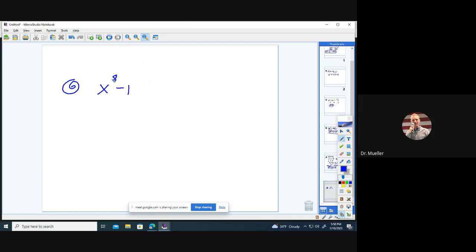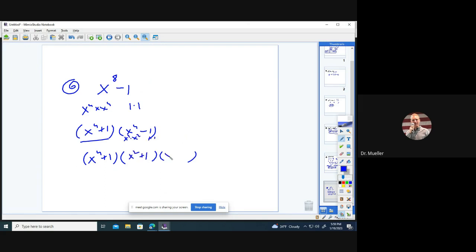Number 6, we actually have the difference of perfect squares. Because that's x to the 4th times x to the 4th, and that's 1 times 1. So that would be x to the 4th plus 1, x to the 4th minus 1. That's factored out completely. However, this we can factor some more. That's going to be x squared times x squared, 1 times 1. So we have x squared plus 1, x squared minus 1. And then these 2 factors are done.